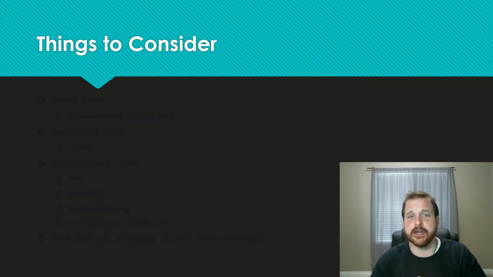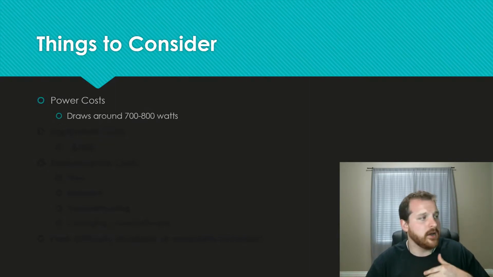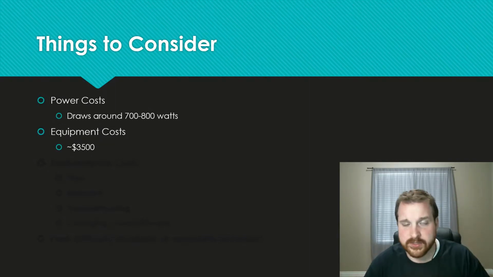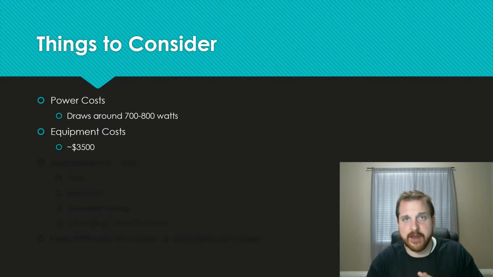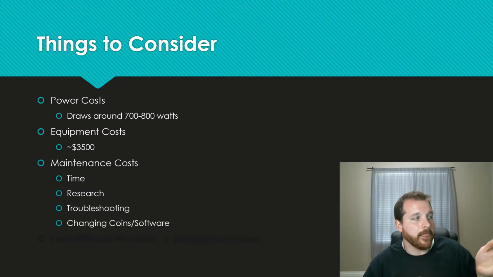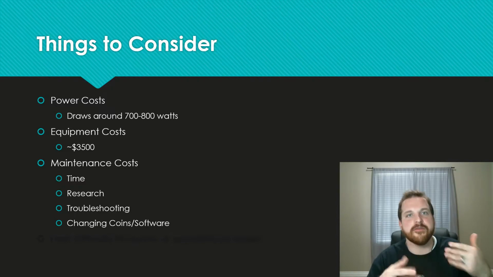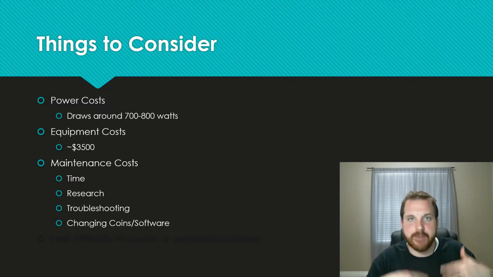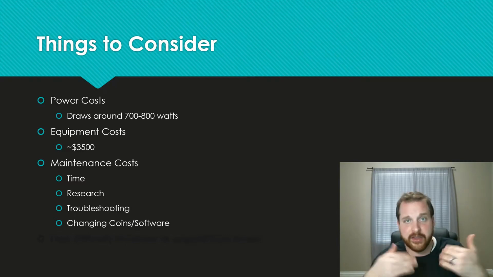Now, things to consider. In addition to power costs, we've got equipment costs. Like I said earlier, the rig that I posted on the last video is roughly $3,500 if you were to buy it today or even a couple months ago. Make sure you consider that cost. What's the rate of return on your investment on that rig? Is it going to pay itself off fast enough to start actually making you profit?